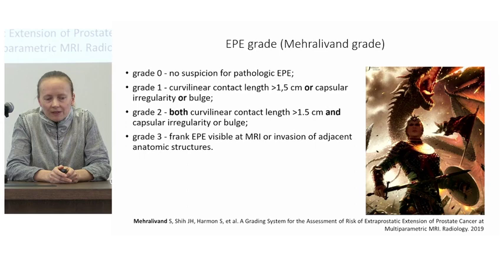They use criteria like linear contact length, capsular irregularity and bulging. Grade 0: no suspicion, nothing. Grade 1: one of these three, long contact or capsular irregularity or bulging. For grade 2, we need two: long contact and capsular irregularity, or capsular irregularity and bulging, or long contact and bulging. And for grade 3, we need direct, visible tumor invasion suggesting anatomic structure involvement.